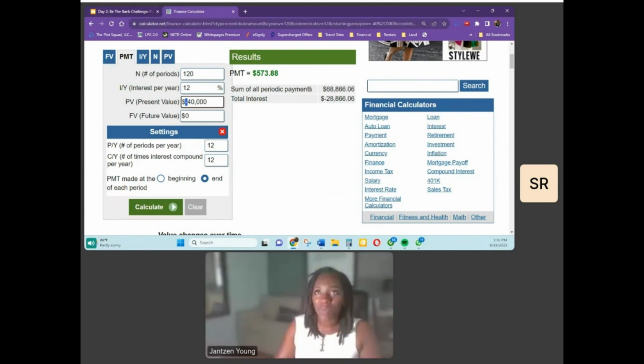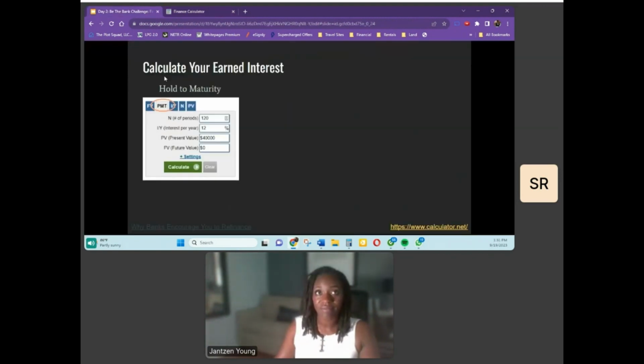But what's interesting that I want to point out here is the sum of all of the payments. Even though we've only invested $40,000, with all of the interest, we're actually collecting $68,000. That's a $28,000 profit over this 120-month period. Pretty good. Not too shabby.